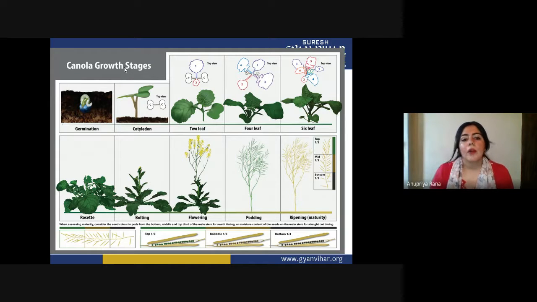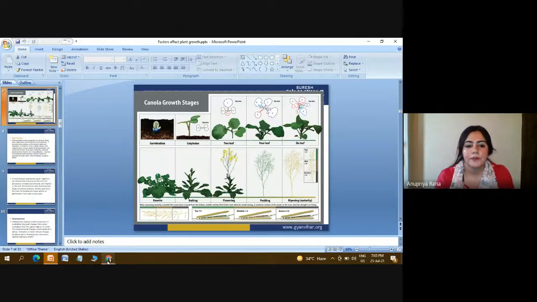Bolting is where they start the reproductive phase. After that they have the flowering stage. Flowers will come, then after pollination happens, podding starts, which is the start of fruit formation, and that is called podding here. After podding, when they get mature, through ripening they reach maturity, and we can say our canola is fully developed in this manner.